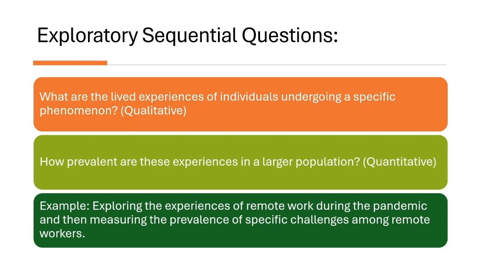So, for example, exploring the experiences of remote work during the pandemic, and then measuring the prevalence of a specific challenge among remote workers. Now, the example of the pandemic comes up, but it could be any disaster. For instance, natural disasters. We've got flooding now, so it's not just thinking about the pandemic, but any potential risk that could take place.